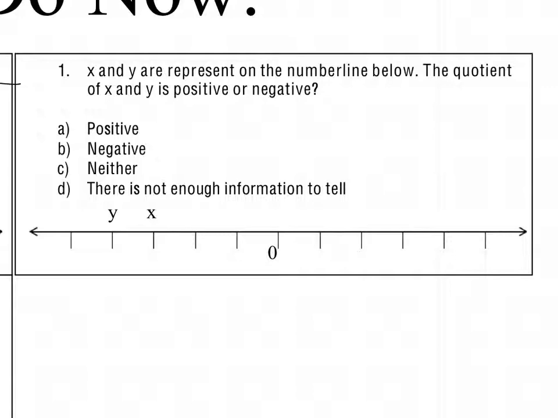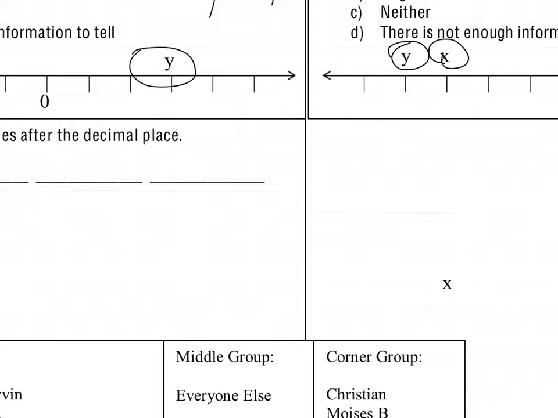Looking at this, we're looking for the quotient of x and y. We have x divided by y. We have a negative and a negative. Same rules as multiplication. This will be positive.